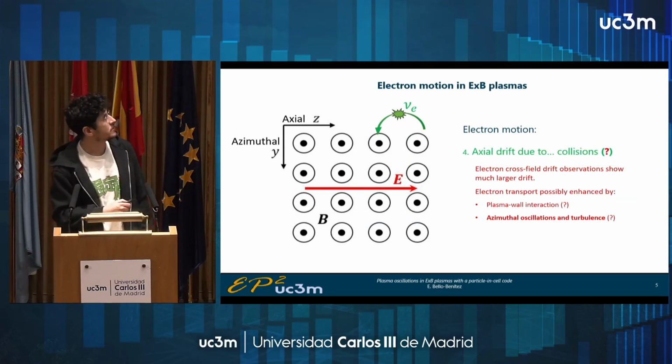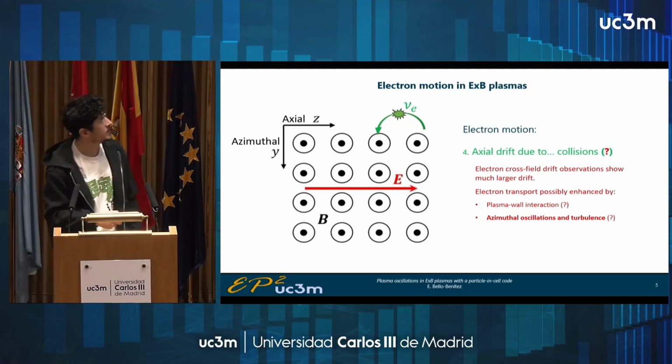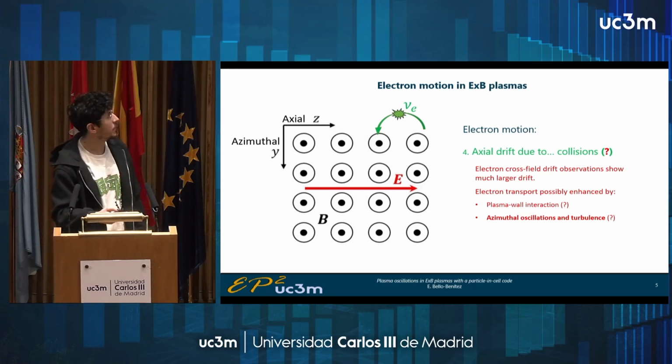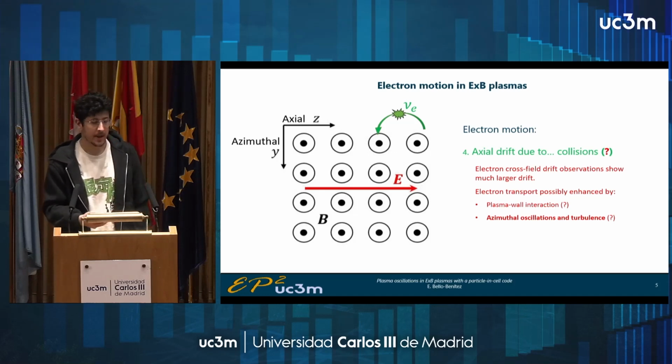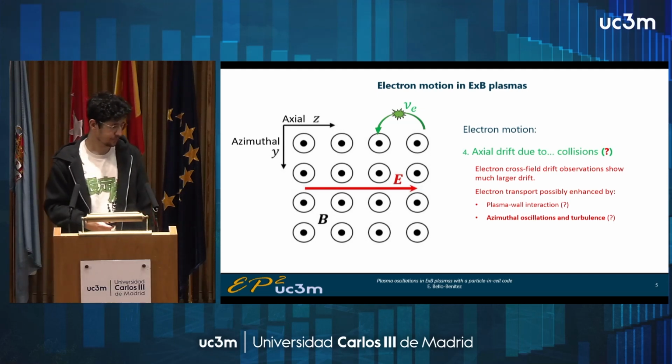However, when the electron transport in this direction is measured, the result is that it is much larger than that predicted only by collisions, so there must be other phenomena involved there, okay? And one of the main candidates is azimuthal oscillations and turbulence. That is the topic of my research, okay?